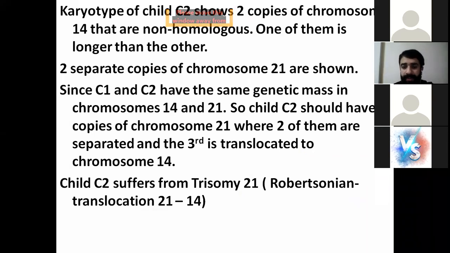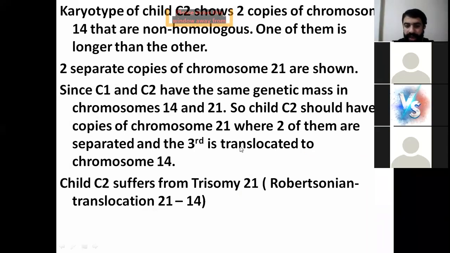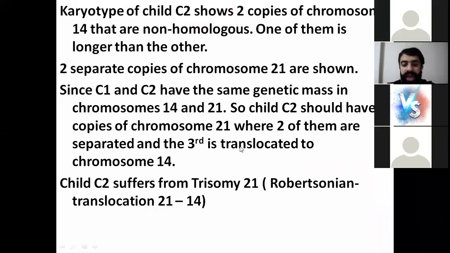So two pairs or two copies of chromosome number 21 are separated, and the third one is translocated to chromosome number 14. So child C2 suffers from trisomy 21, Robertsonian translocation 21 to 14.